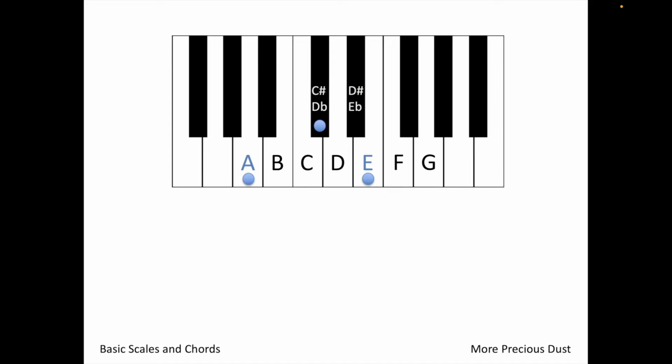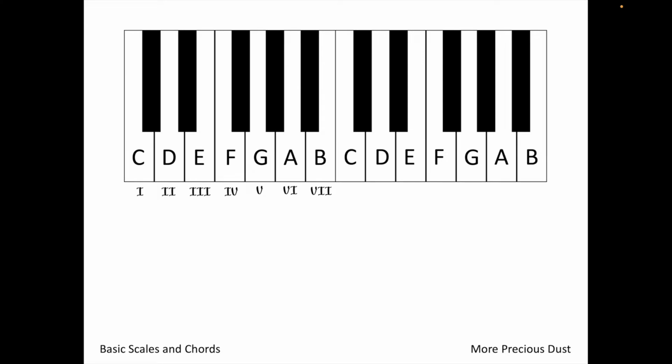Once again, just remember that a major triad is always a major third, 4 half steps, followed by a minor third, 3 half steps, and a minor triad is the opposite, a minor third followed by a major third. Always.